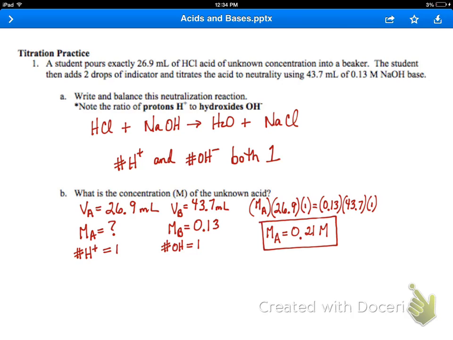So we set up our equation, and then we solve for our unknown Ma. So it's going to be 0.13 times 43.7 times 1, take that answer, and then divide it by 26.9, divide by 1. And don't forget that the concentration is always going to be in molarity, which is capital M.